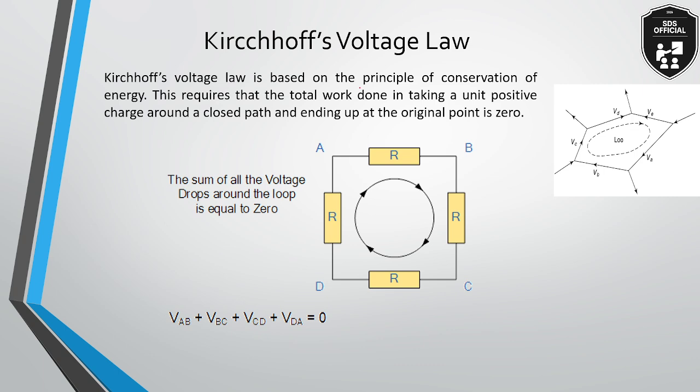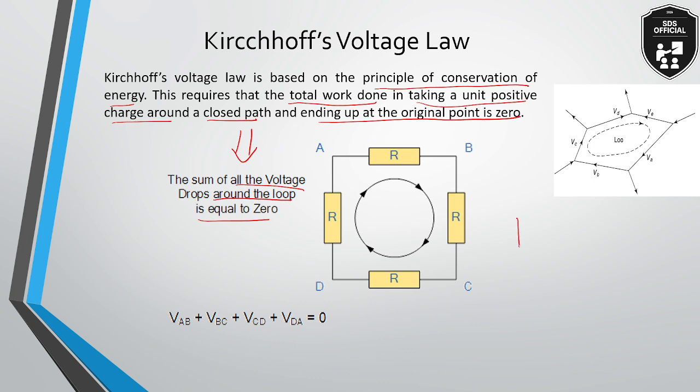Kirchhoff's voltage law is based on the principle of conservation of energy. What does that mean in context to electrical circuits? This requires that the total work done in taking a unit positive charge around a closed path and ending up at the original point is 0. The crux of this definition is that the sum of all voltage drops around the loop is equal to 0.